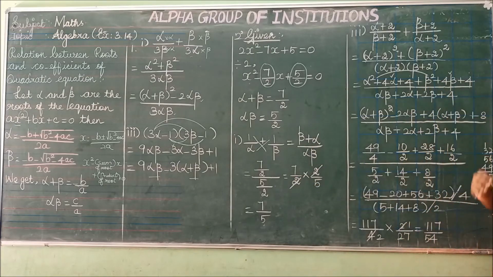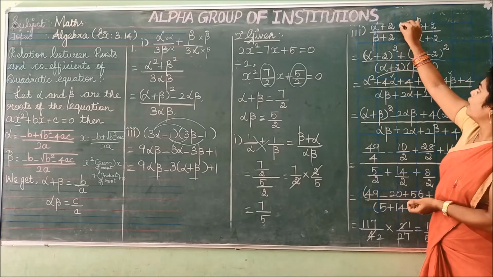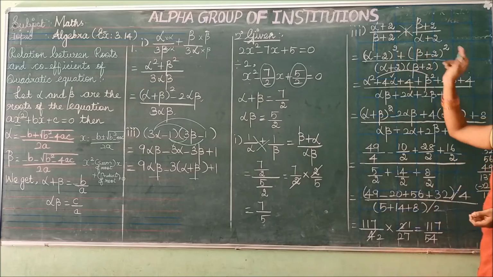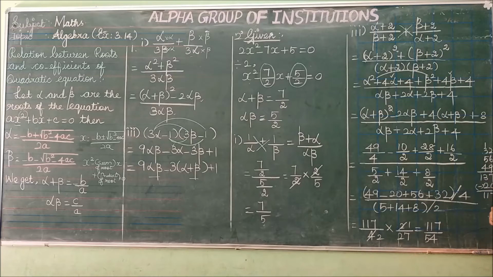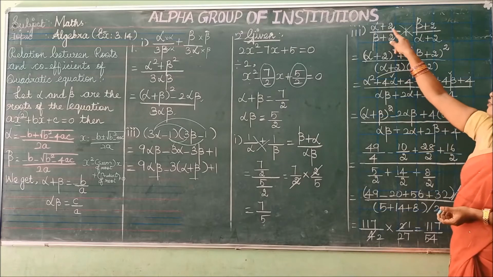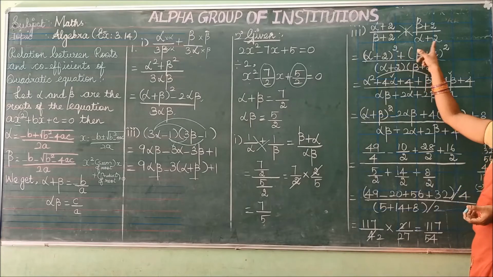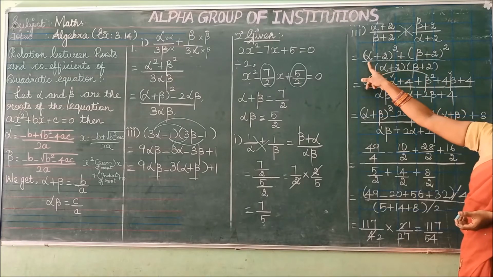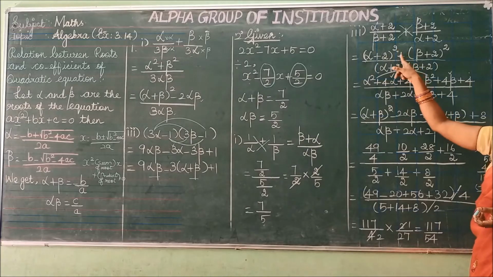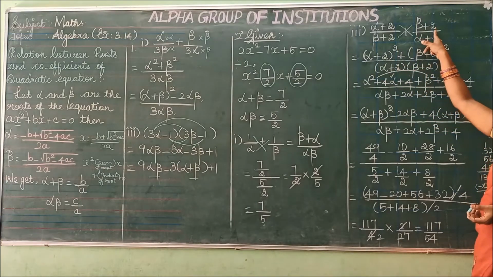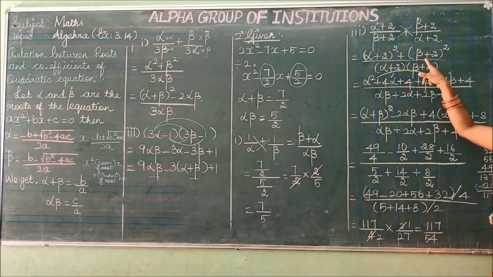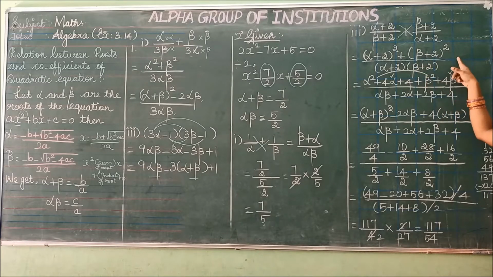Now we can solve the third subdivision. What is our third subdivision? Alpha plus 2 divided by beta plus 2, plus beta plus 2 divided by alpha plus 2. So here also you have to cross multiply because both denominators are different. So alpha plus 2 into alpha plus 2 is alpha plus 2 whole square. Then beta plus 2 into beta plus 2 is beta plus 2 the whole square.